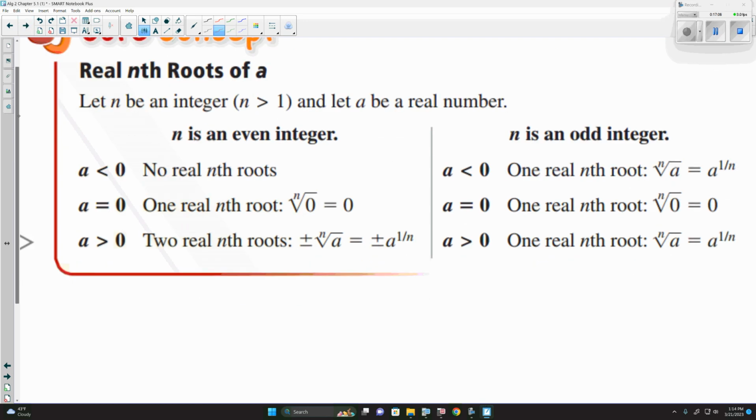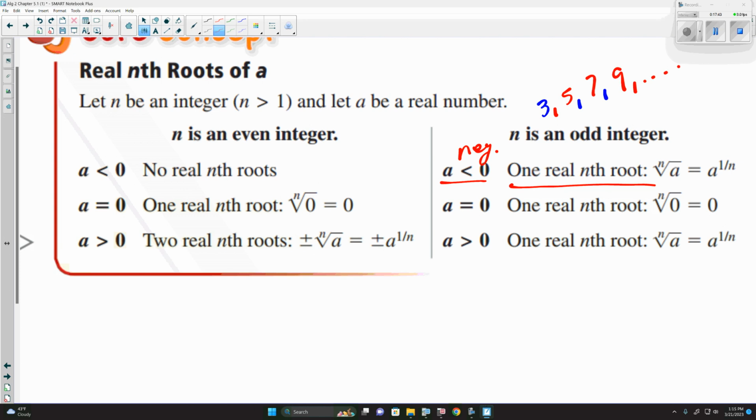The other thing that we're looking at today is the real nth roots of a. Now, there's two setups that we have. We have that the root that we take is an even integer, or the root that we take is an odd integer. So when we talk about odd integers, we're talking about 3, 5, 7, 9, going on. Now, when we talk about the odd integers, we have one of three cases. So if we take the odd root of a negative number, we have one real root. It's just going to be whatever that root is, the odd root of it.